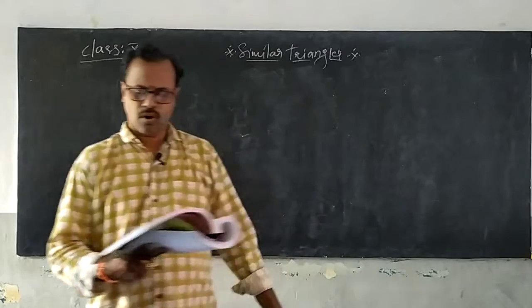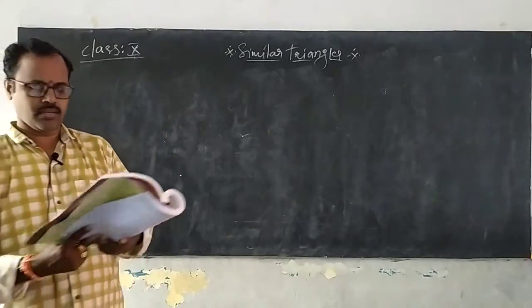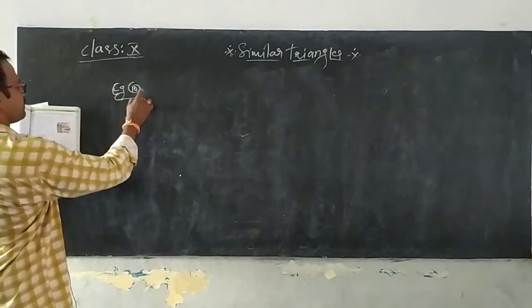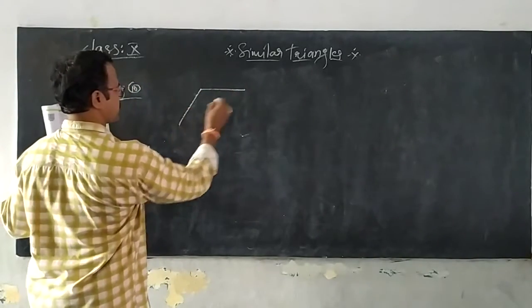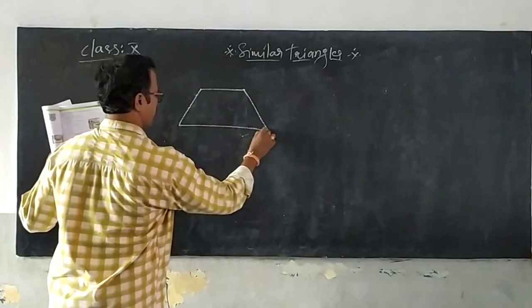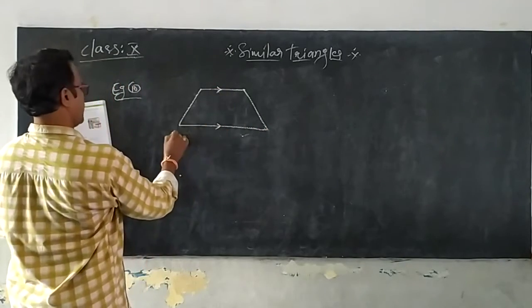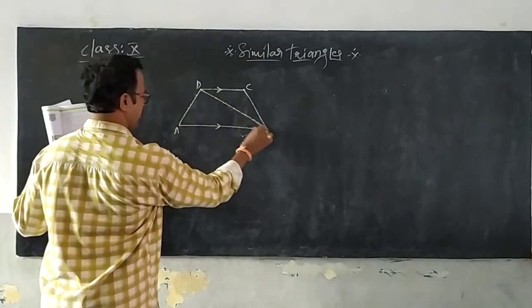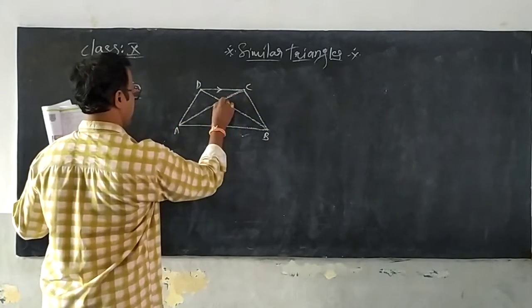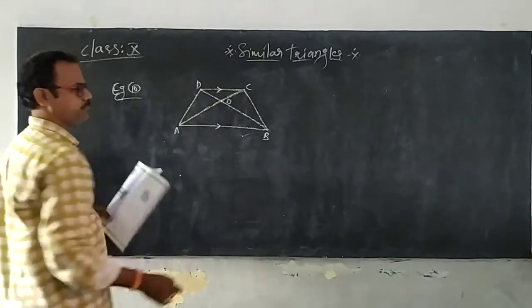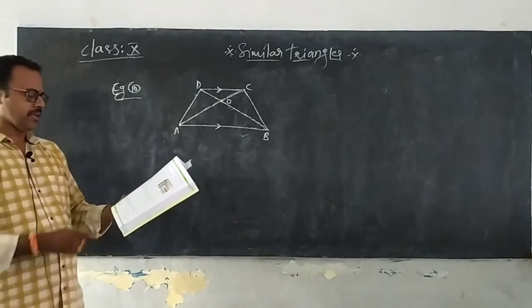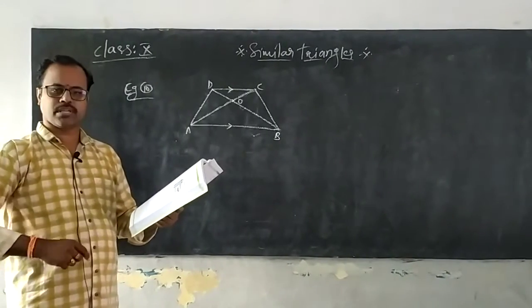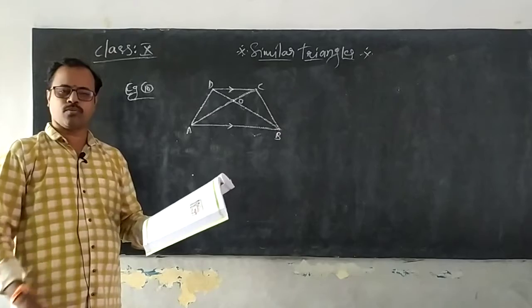Okay. Right. So, coming to example 10, what is given there? Diagonals of a trapezium ABCD with AB parallel to DC. So a trapezium is given to us. In the trapezium, AB is parallel to DC and the diagonals AC and BD intersect at O. Is it clear? That is what is given here.